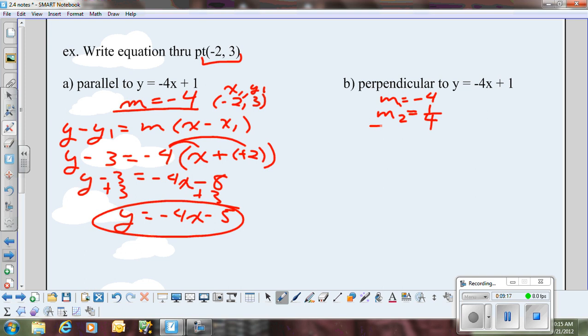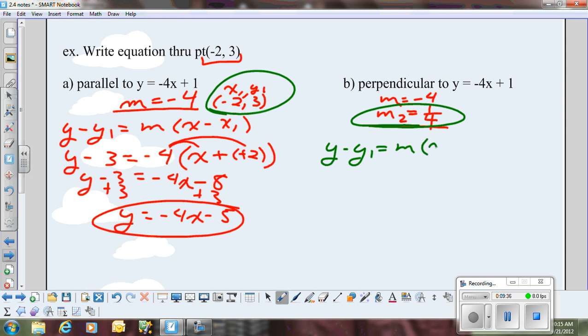Okay, so now I'm going to do the same thing again. My point is still x1, y1 is -2, 3. So use that information and that information. Write it out again. Y minus y1 equals m times x minus x1. Okay, the y stays a y. The y1 is still 3. My m now is 1/4. X minus x1 is -2. So minus and -2 becomes +2.